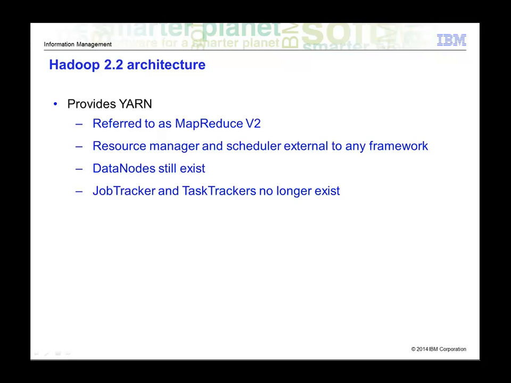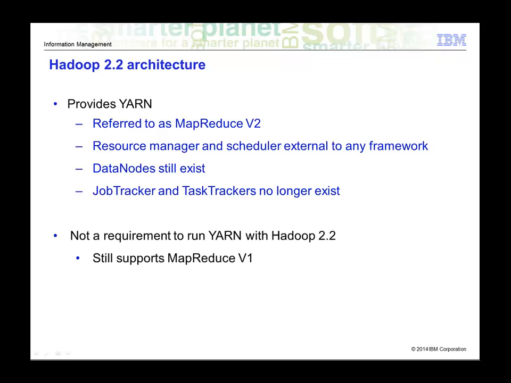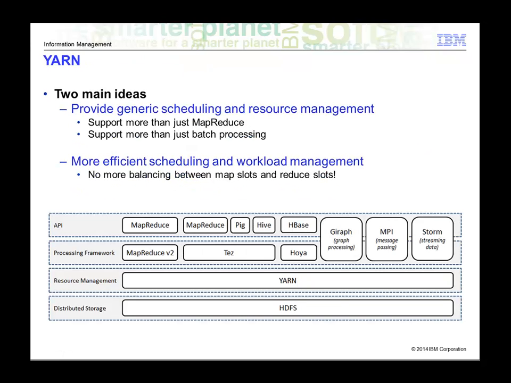You still have data nodes, but there are no longer task trackers and the job tracker. You are not required to run Yarn with Hadoop 2.2. MapReduce version 1 is still supported. There are two main ideas with Yarn. Provide generic scheduling and resource management. This way, Hadoop can support more than just MapReduce. And the other is to try to provide a more efficient scheduling and workload management.